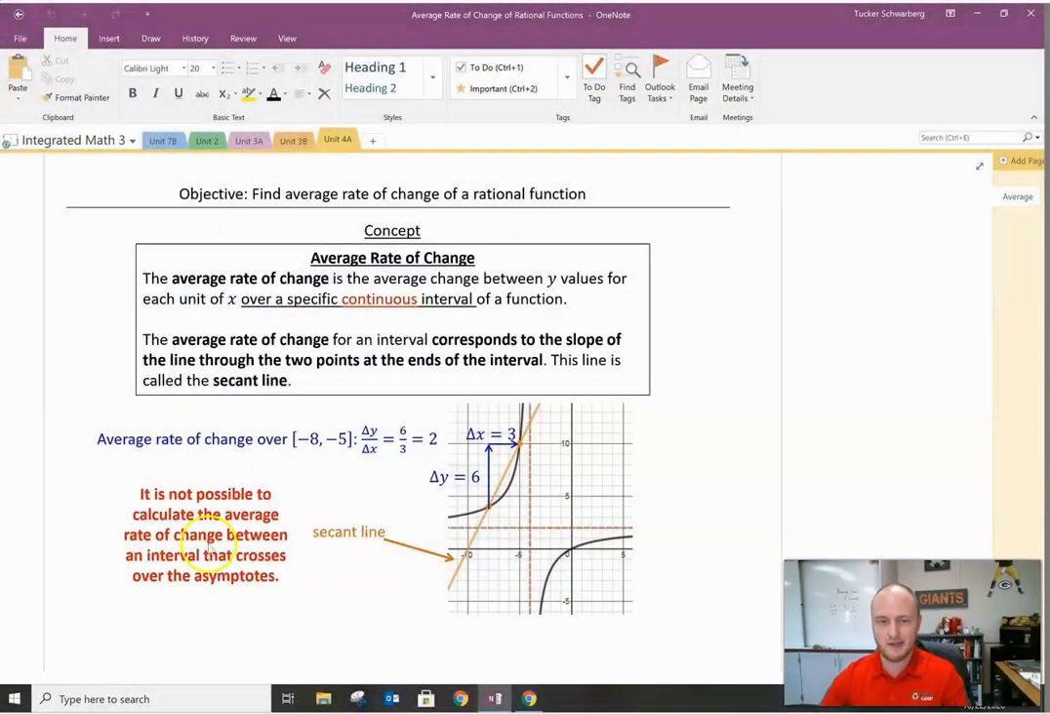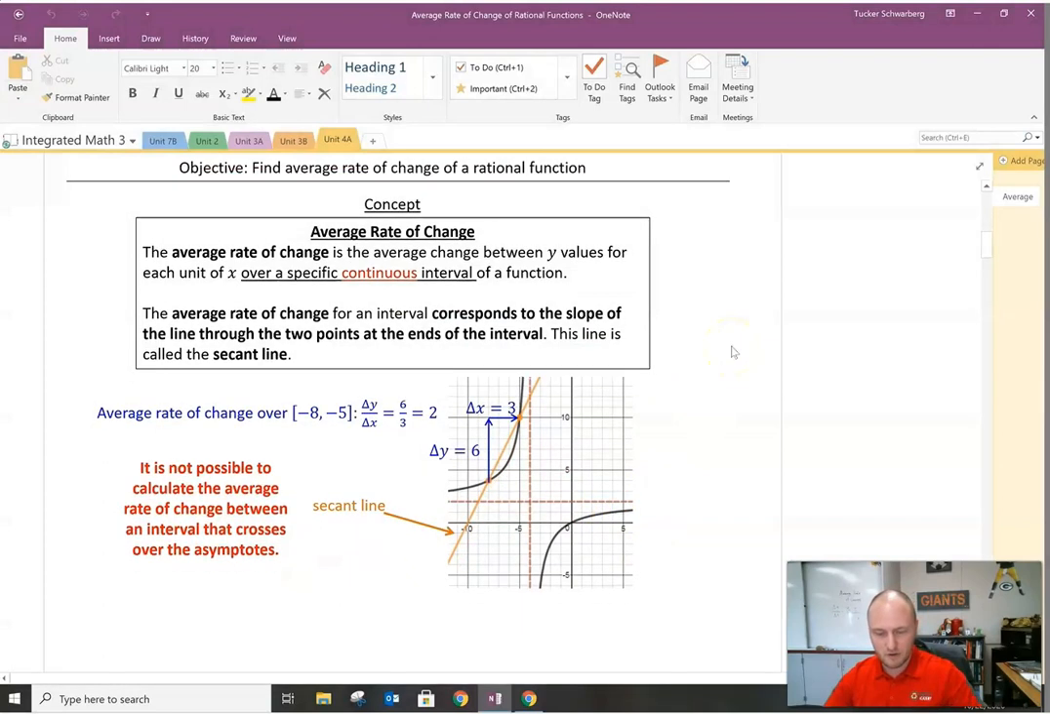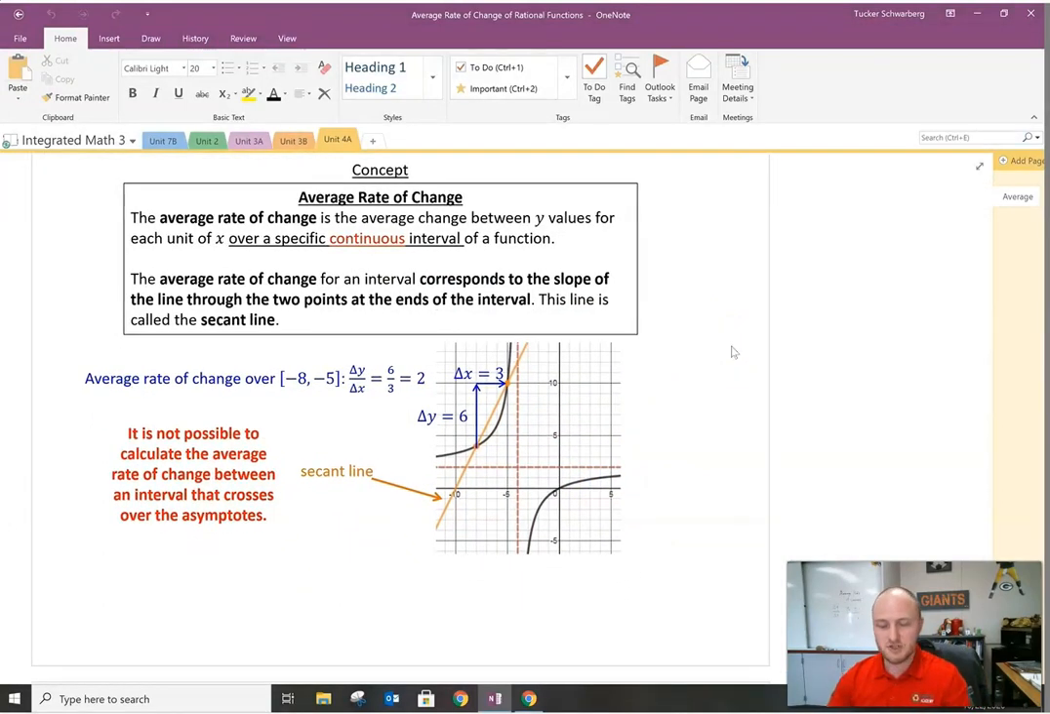It's the change in y values over the change in x values, also known as slope, y2 minus y1 over x2 minus x1. Let's go ahead and look at our definition. The average rate of change is the average change between y values for each unit of x over a specific continuous interval of a function. That's important, especially with rational functions: the interval has to be continuous. The average rate of change for an interval corresponds to the slope of the line through 2 points that end at the interval. So here you can see an example.